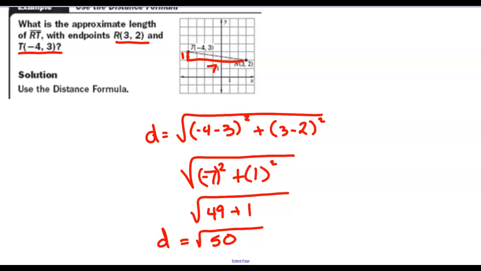And then we use the calculator and we would get a little bit bigger than 7. It's going to be like 7.1-ish, somewhere in that range.